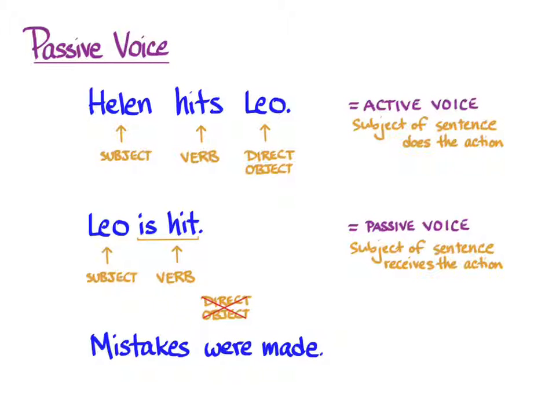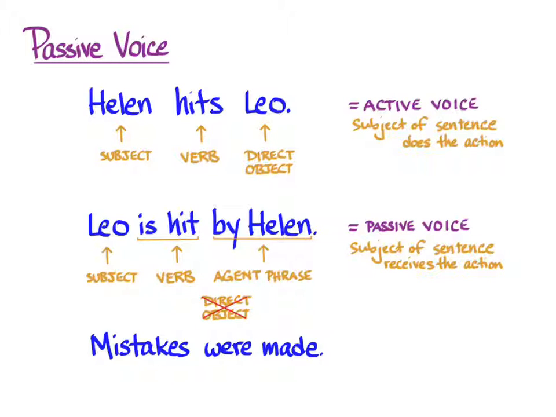"Mistakes were made" is famously passive. Since the passive voice doesn't say who's doing the action of the verb, you can avoid stating responsibility. The passive "mistakes were made" doesn't tell you who made the mistakes, which is active. Now you can specify who does the action in a passive sentence. In English, we would say Leo is hit by Helen. By Helen is the prepositional phrase that tells you who the agent, the doer of the action, is.